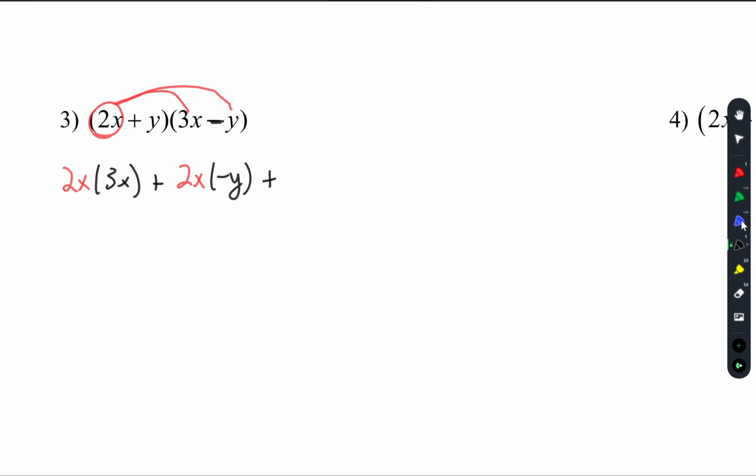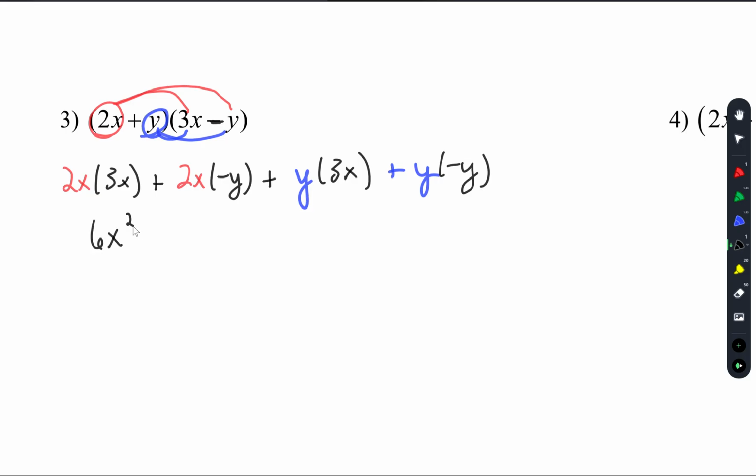If I'm going to keep doing the plus signs in there, that's what I want to make sure I'm keeping track of. So then you're going to go y times 3x. And then y times, and same thing, negative y. So you can keep it as plus, or put it minus here and then make that positive, as long as you're consistent.